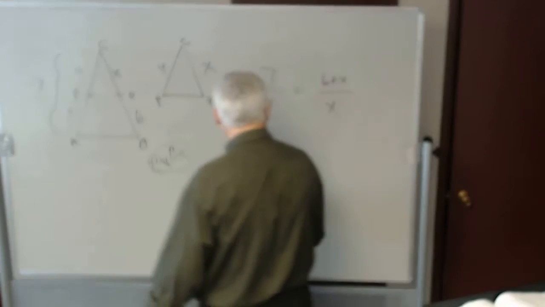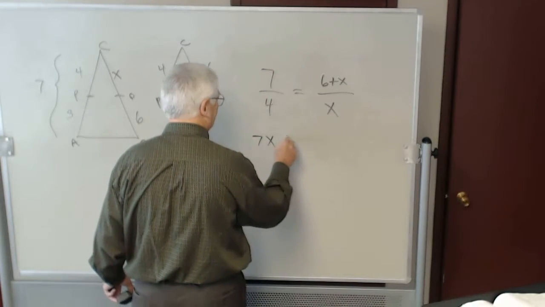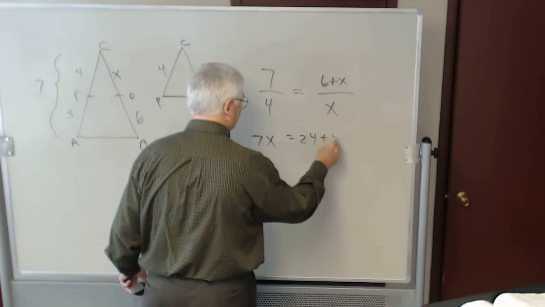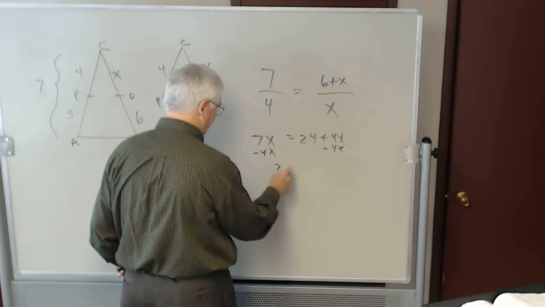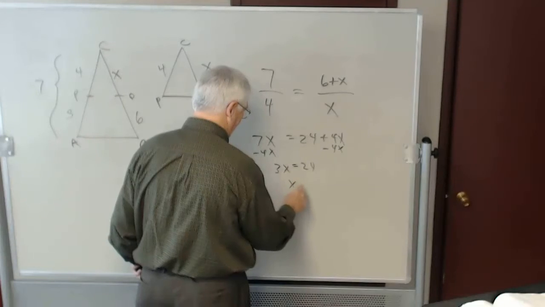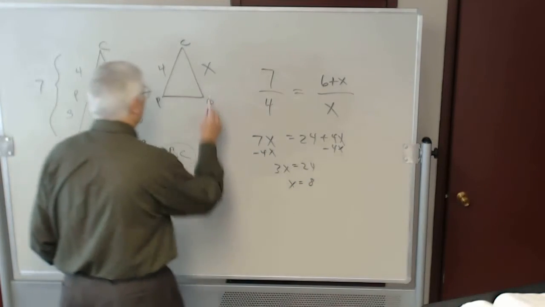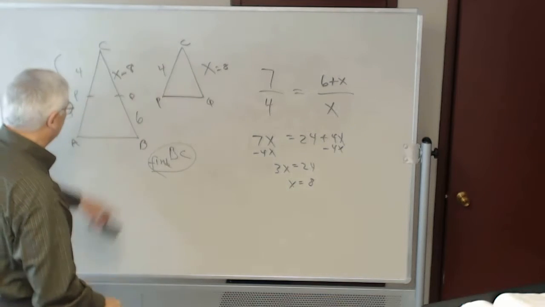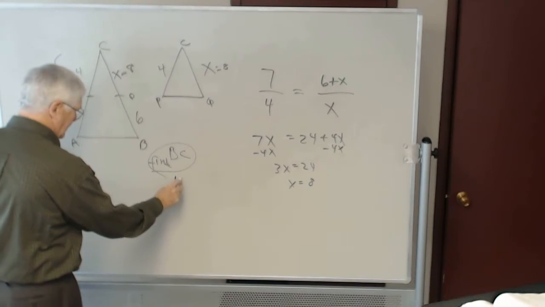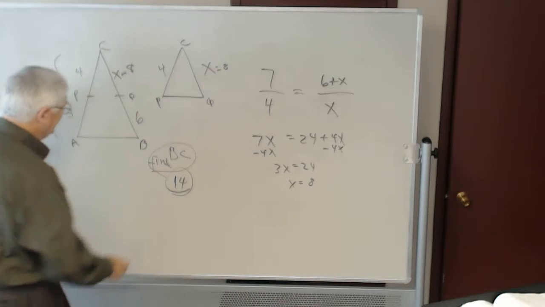So now, can we work that? 7x equals 24 plus 4x, minus 4x, minus 4x. 3x is 24, so x is 8. If x is 8, then what's BC? 14.